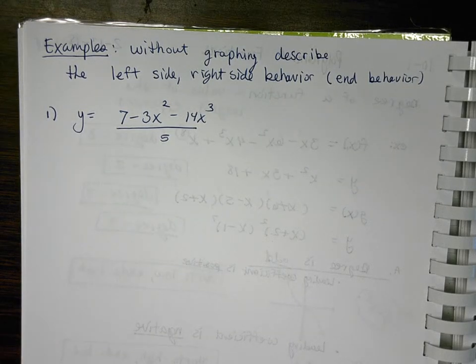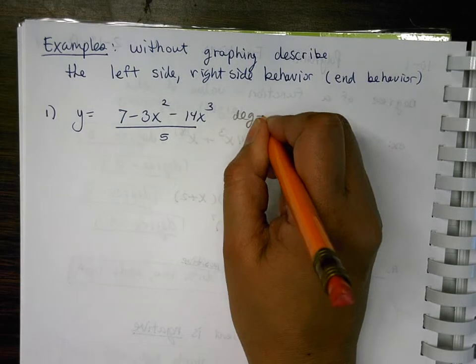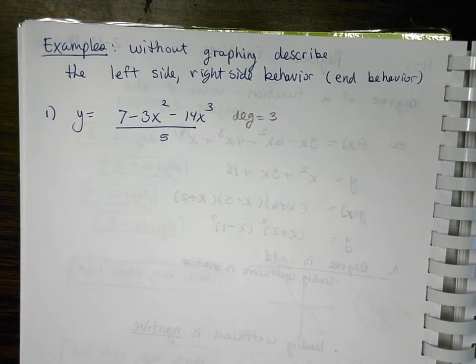Okay. What determines whether it's high, low, low, high, high, high? Odd or even degree. Odd or even, and what determines if it's high, high, or low, low, or negative or positive? So those are the two things we need to figure out: degree, whether it's even or odd, and then whether it's positive or negative. What is the degree of this function? The degree is 3, which is odd. So we know it's going to be either high, low, or low, high.